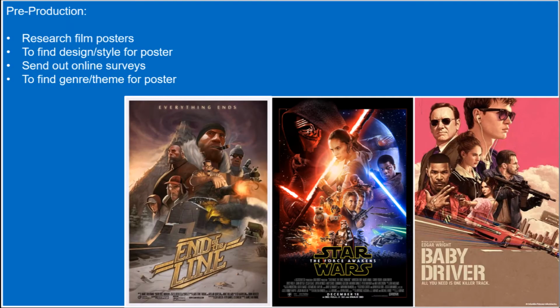For the pre-production stage, I guess the logical first step for me would be to research into film poster designs. So doing this should help me figure out a style that I feel that I'll be able to replicate in my work. One factor that I haven't settled on yet is a genre or theme for my work. So I plan on addressing this by sending out an online survey to a few friends and family just to get a variety of results.